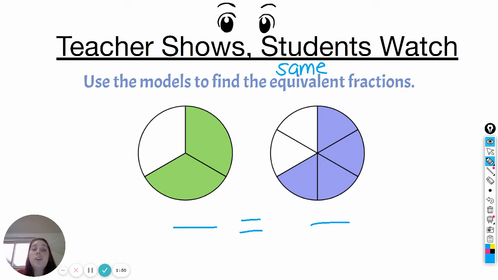Okay? So if I look at my first one here, there's 1, 2, 3 pieces. The shape is broken into 3 pieces, so my denominator is 3. Two of those pieces are shaded, so that is going to be my numerator. So the fraction that represents this model is 2/3.